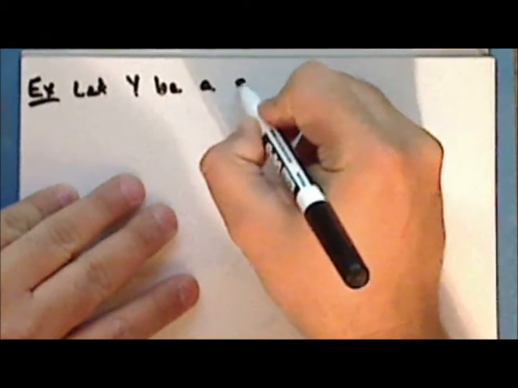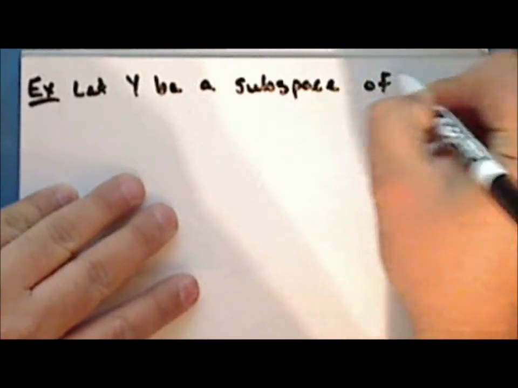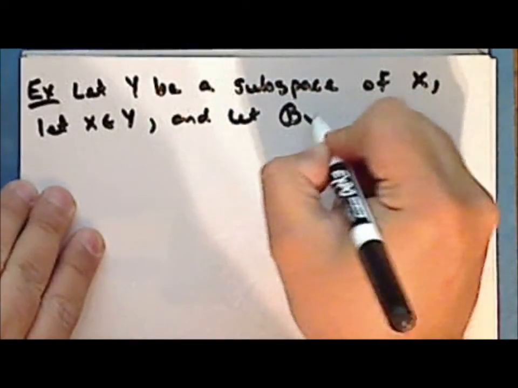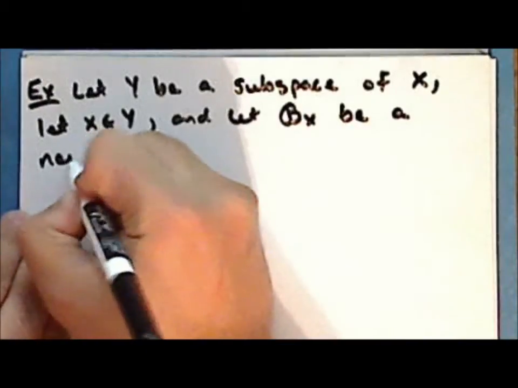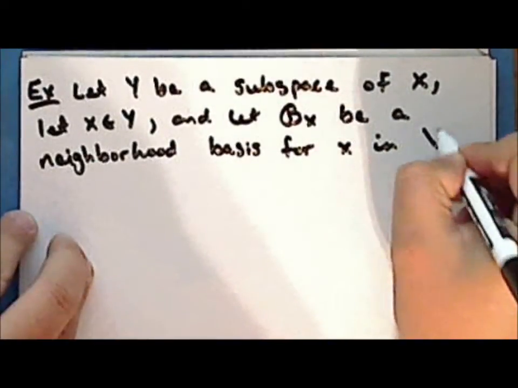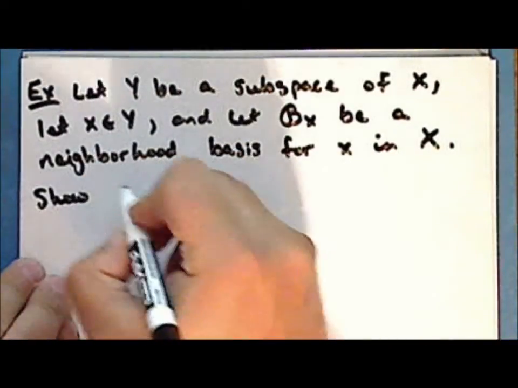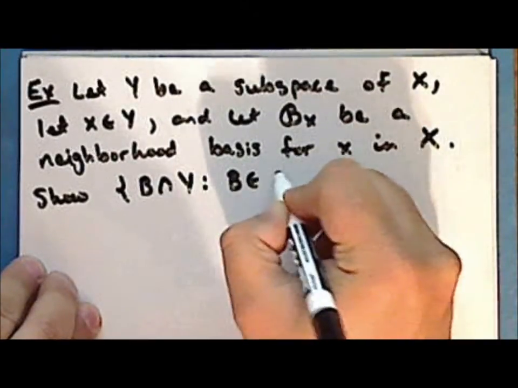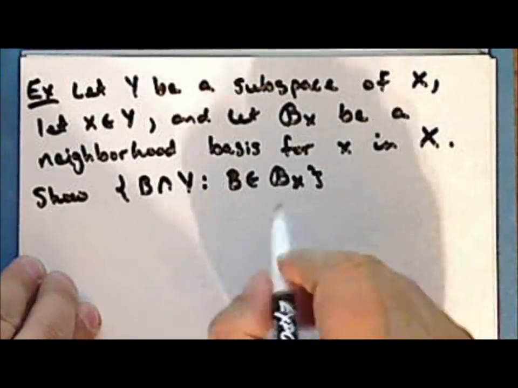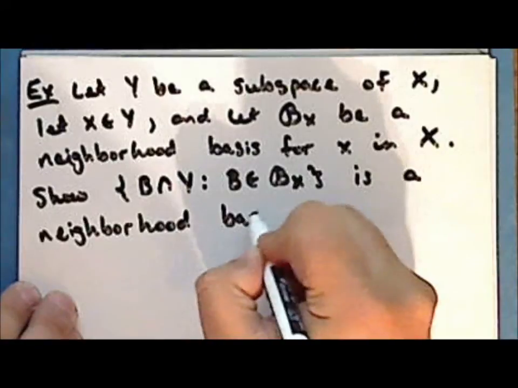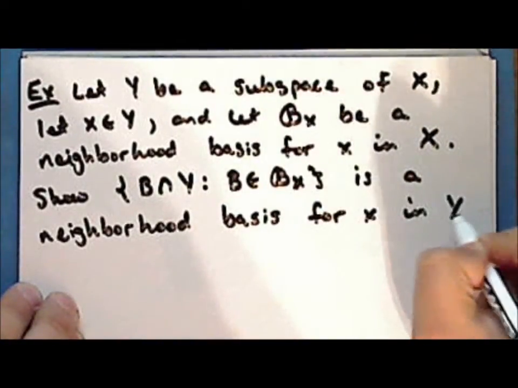So as an exercise, let Y be a subspace of a space X. Let x be a point in the space Y, and let the collection script B sub x be a neighborhood basis for the point x in the ambient space X. Show that the collection of the sets consisting of the intersection of B with Y, where B is an element in the neighborhood basis for x in the ambient space X, is a neighborhood basis for the point x in the subspace Y.